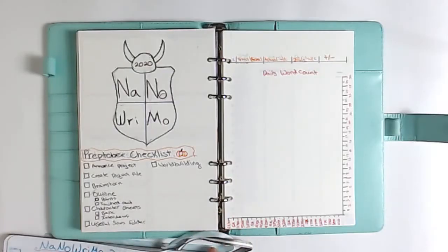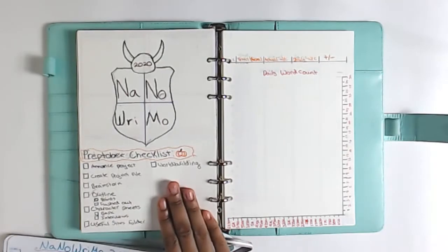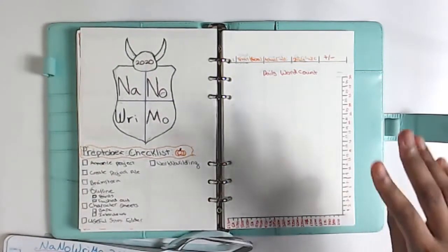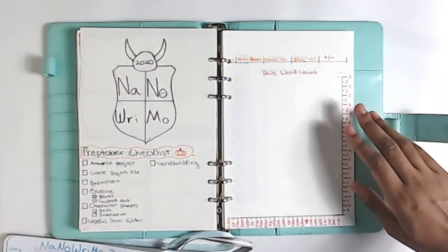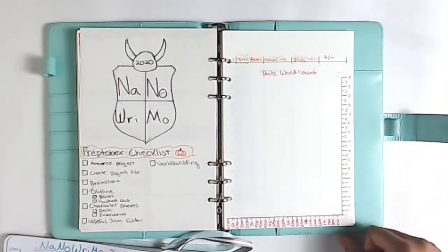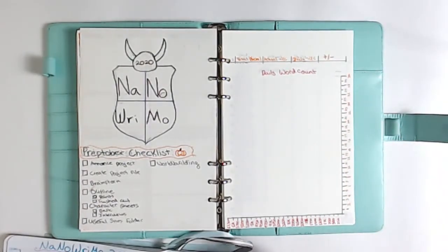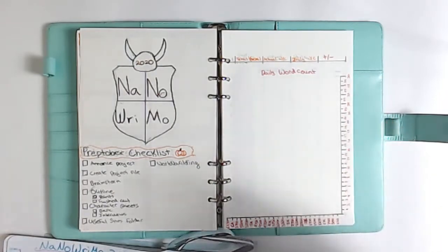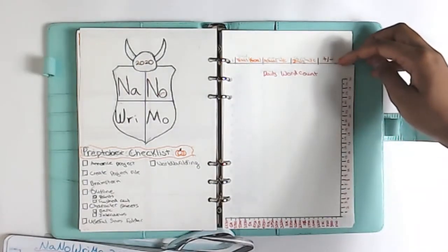So just to go through all the pages, this is my October checklist for everything I need to prepare before November. This is a graph for my daily word count. This one goes up by 250 and ends at 6,250. I don't know if I'm going to need that many spaces for that many words a day, but last time I ran out, so I gave myself plenty of room this time.